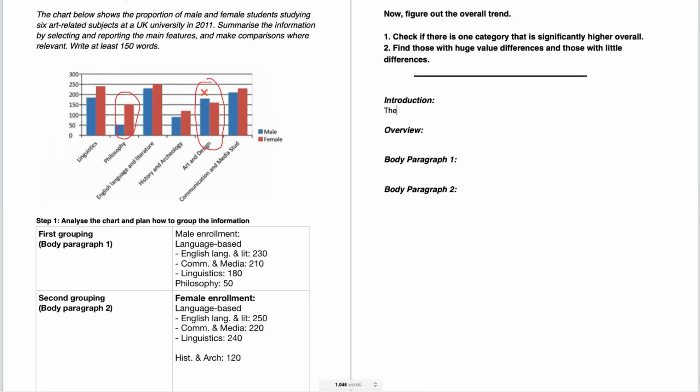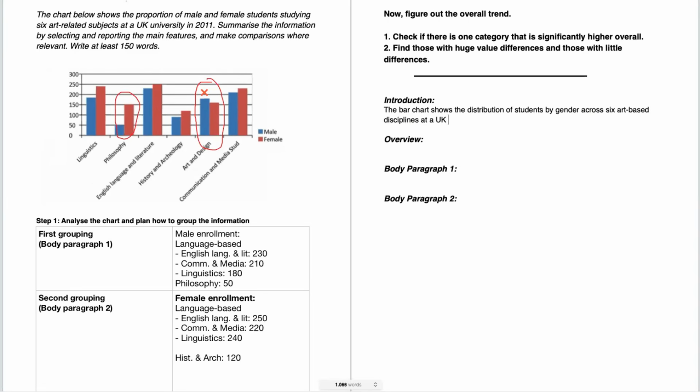So I'm going to say the bar chart shows the distribution of students by gender across 6 art-based disciplines at a UK university in 2011. Now, this is my paraphrasing, basically. I see here that it says the chart. So I said the bar chart because we know it is a bar chart. And it says it shows the proportion of male and female students. I said shows the distribution of students by gender. So this is a different way to say the proportion of male and female students across 6 art-based disciplines.